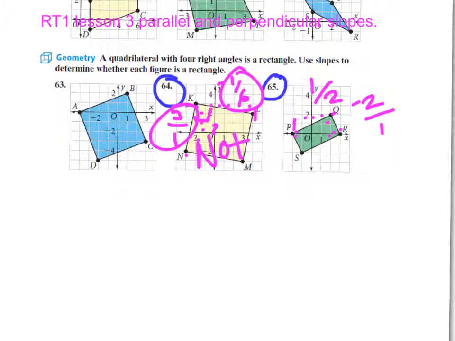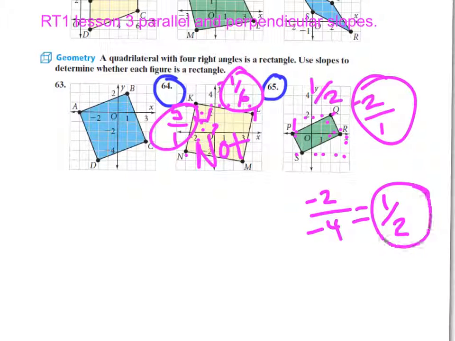Let's keep looking. R to S is down 2 and over 1, 2, 3, 4 to the left. So that would really look like this. It would really be negative 2 over negative 4, which is 1/2. Again, those will be perpendicular. The negative 2 and the 1/2 are opposite reciprocals. We have perpendicular. Let's look at PS.